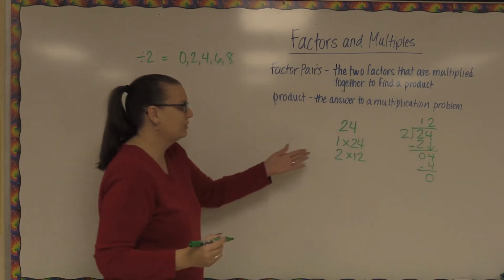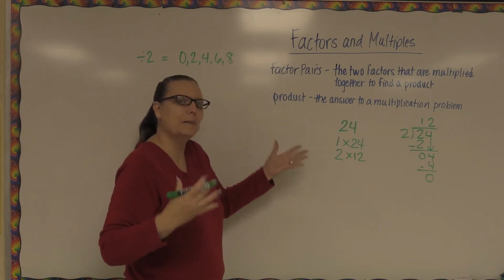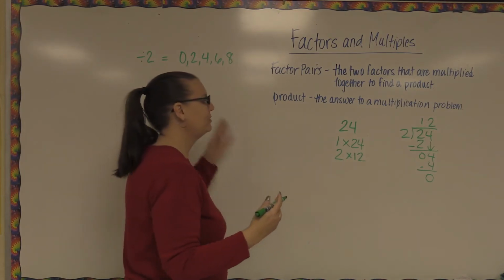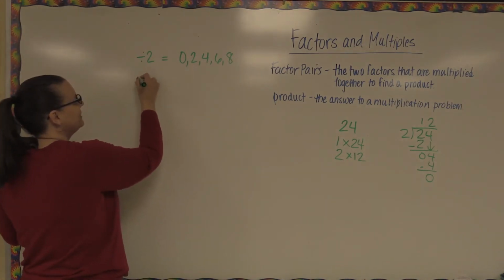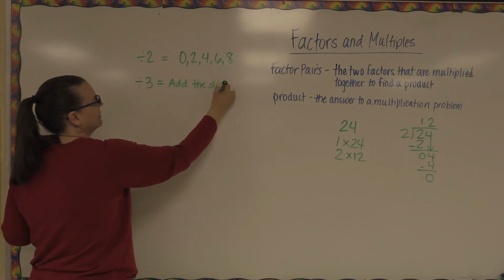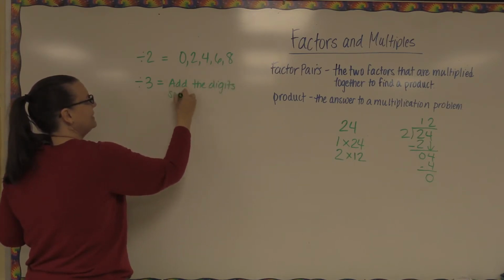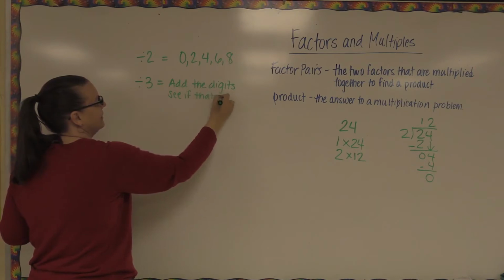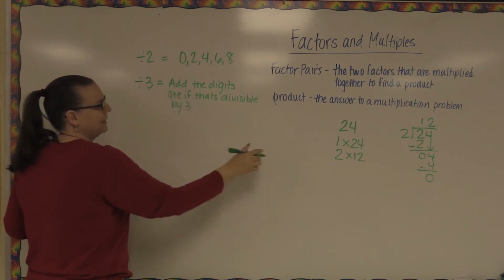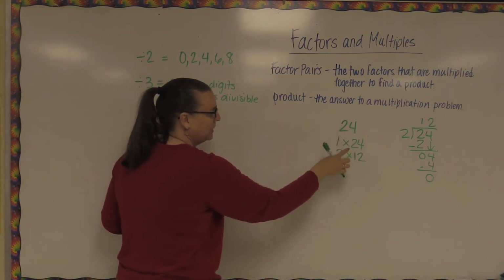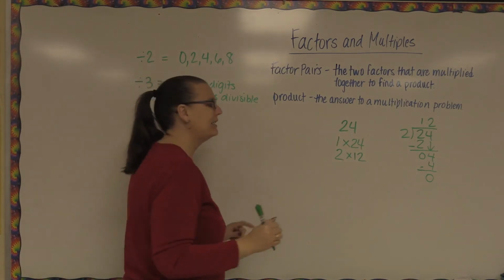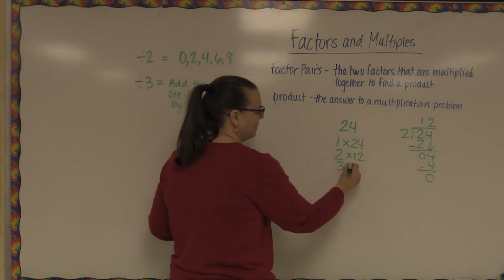Okay? You can also start thinking about the next number. Since we're working with smaller numbers, why don't we go ahead and see if 3 is a factor of 24? Again, you can use one of my tips. To know if a number is divisible by 3, you have to add the digits and then see if that's divisible by 3. So let's take these digits and add them together. 2 plus 4 is 6. Can 6 be divided by 3? Yes, it can.